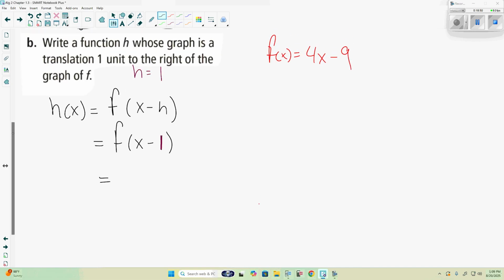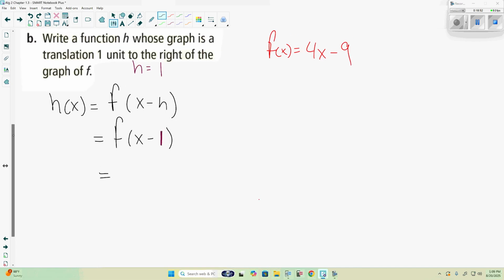How would we write this next part? Yes, we'd plug x minus 1 back in for x, giving us 4 times the quantity x minus 1, minus 9. So we feel comfortable with that, yes?